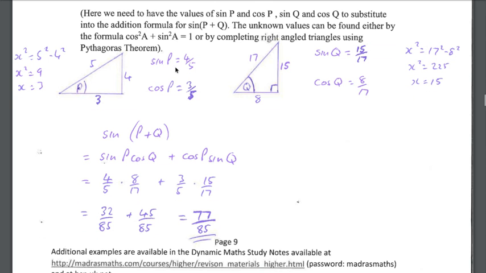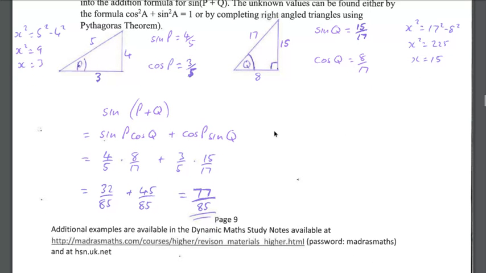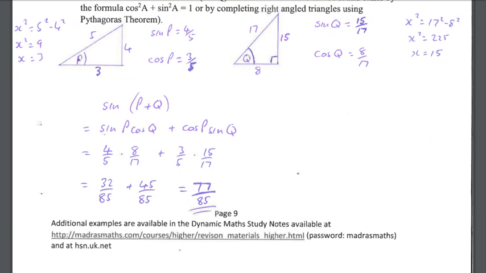So we've done this. So now we know the cosine of P is 3/5 and the sine of Q is 15/17. So we can substitute in.